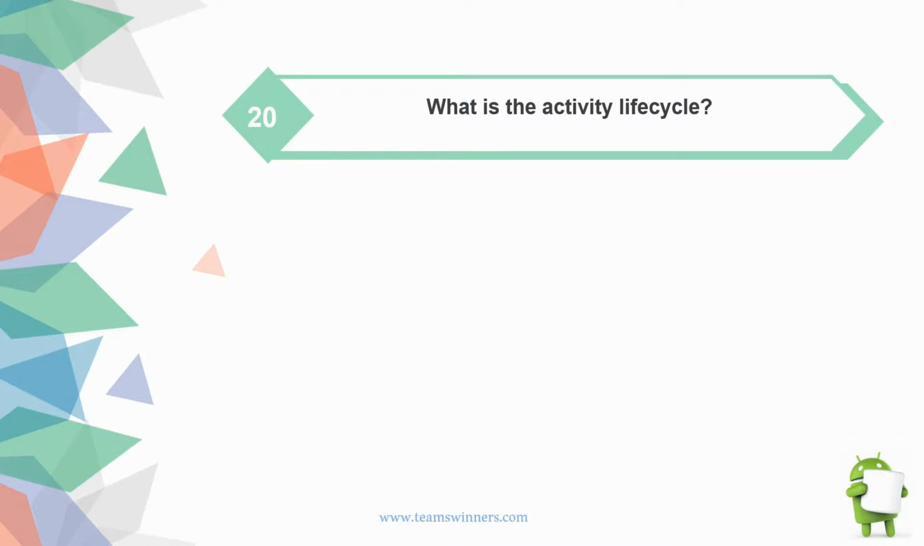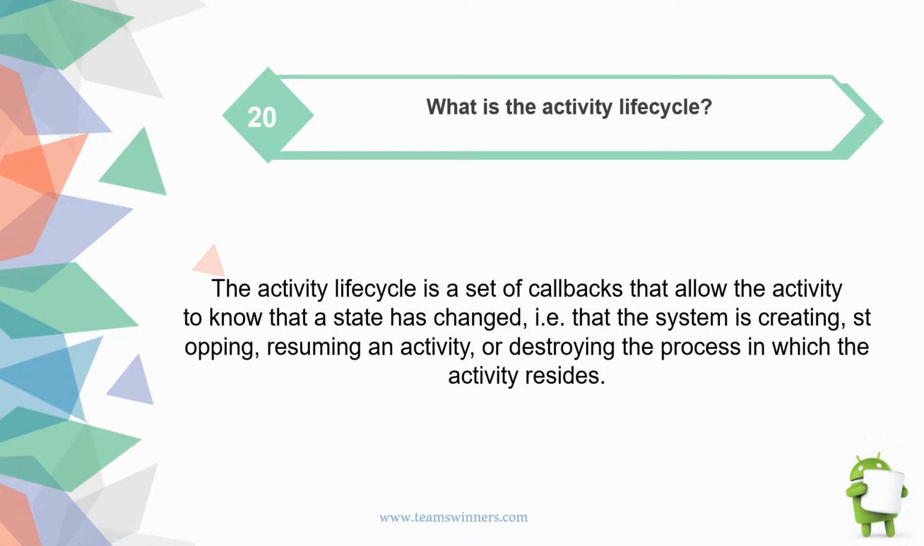What is the activity lifecycle? The activity lifecycle is a set of callbacks that allow the activity to know that the state has changed. That means that the system is creating, stopping, resuming an activity, or destroying the process in which the activity resides.